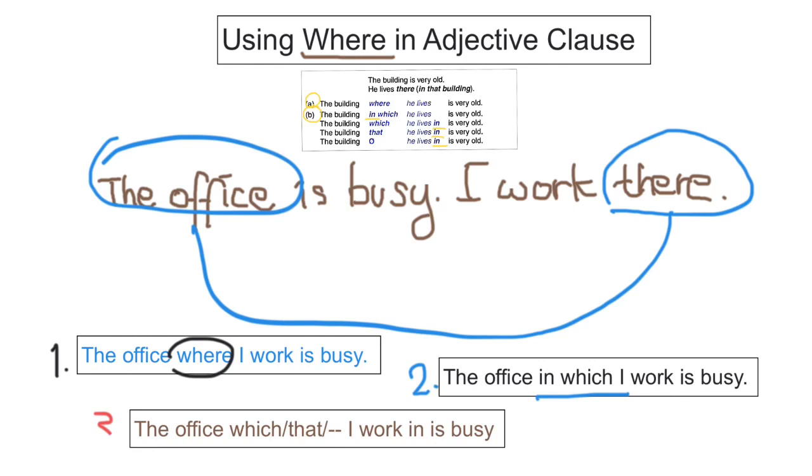For number 3, we put the preposition after the verb of the main clause. So the sentence will be, the office which I work in is busy, or the office that I work in is busy, or the office I work in is busy.